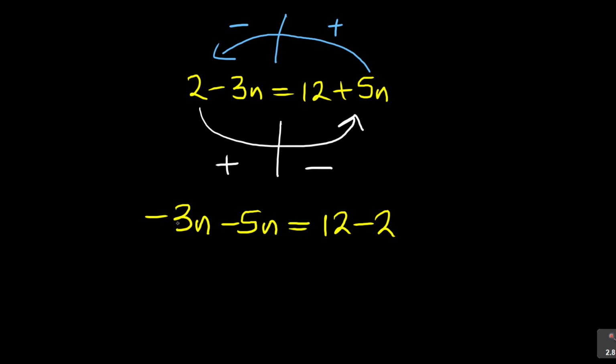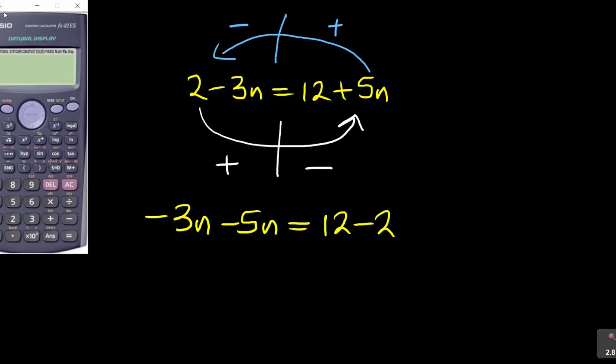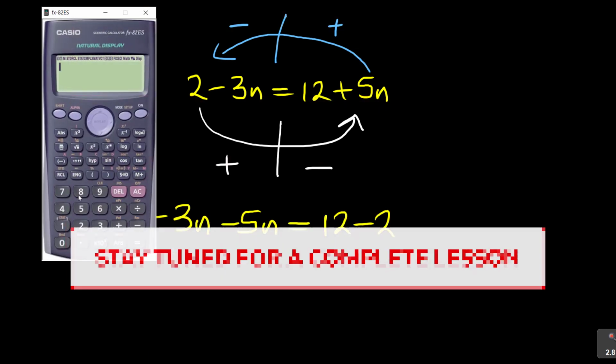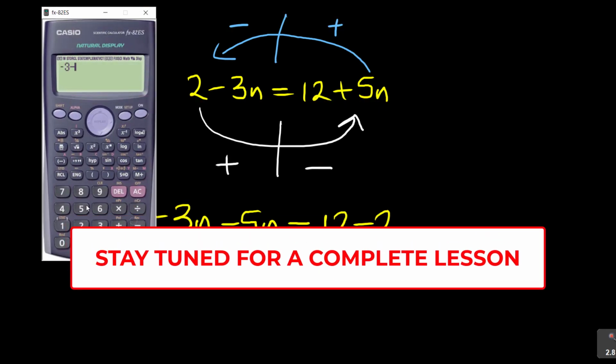Then, as I said, rely on the calculator here. Test with the calculator. What is minus 3n minus 5n? If you see minus 3 minus 5, it's same as saying 3 plus 5. You add but keep the sign. Alright, so it's negative 8n, but test it with the calculator. There it is, minus 3 minus 5.